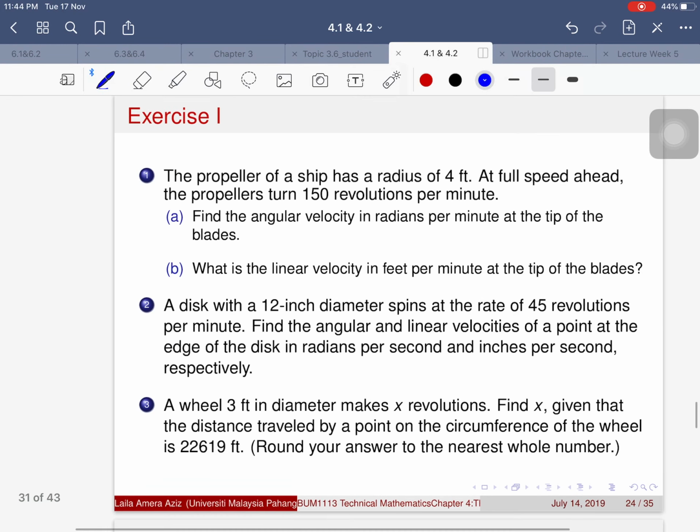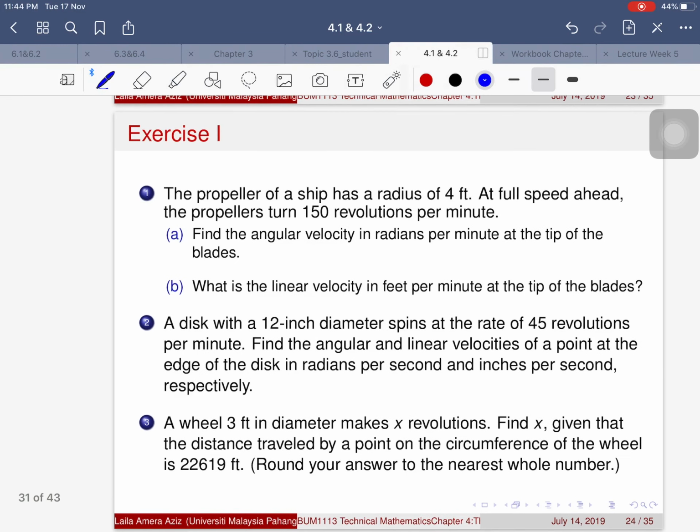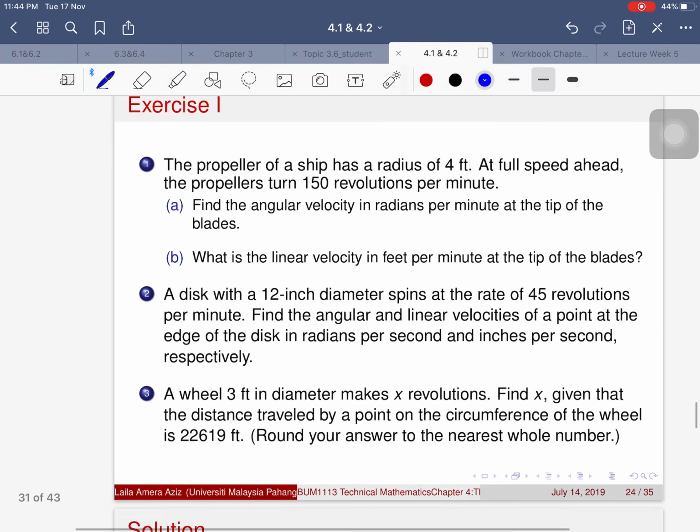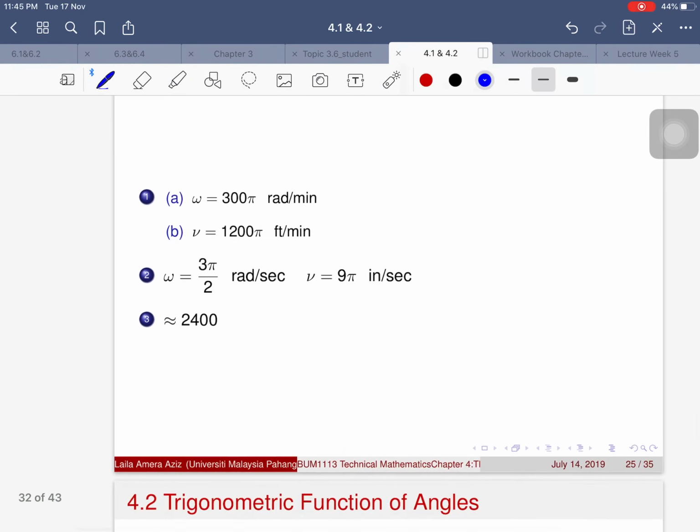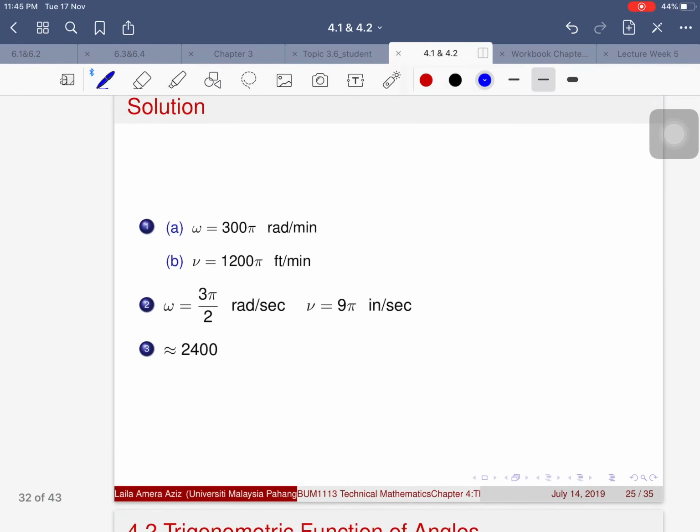So I have, as usual, a bunch of exercises that I want you to try. I know that this is not going to be easy having to read these things, but try to read them, extract the information, and then decide what the question asks and what formula you should be using. And of course, the solution is here as well.